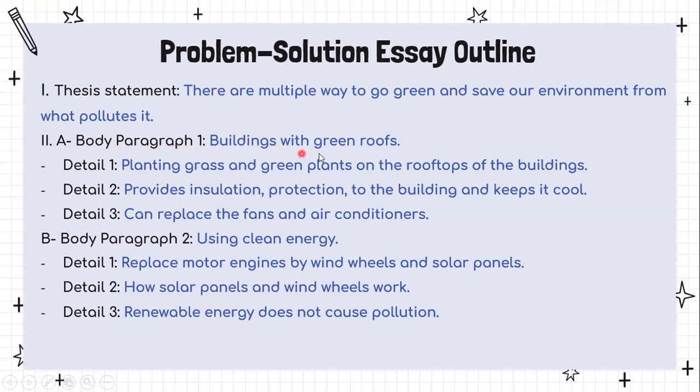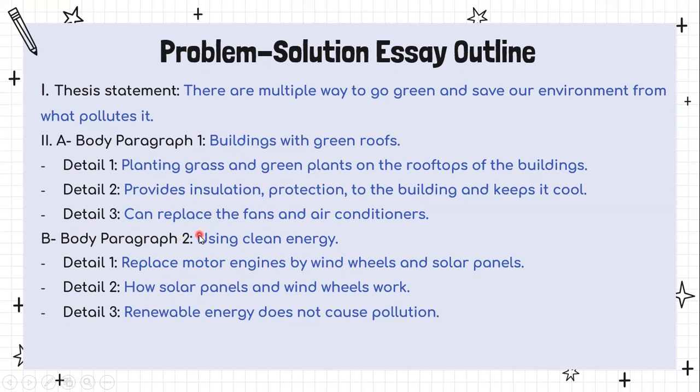You see, this is a phrase, not a complete sentence. Then, what's the first detail? We can plant the grass and green plants on the rooftops of the buildings. They provide insulation protection to the building and keep it cool, and can replace the fans and the air conditioners. Those are only details, you see, which I'm going to elaborate on more and explain in detail in my essay. But here, you see how we write an outline, only details shortly.